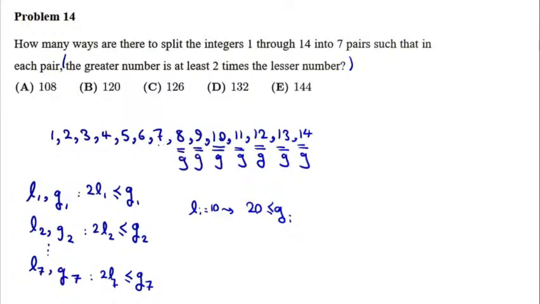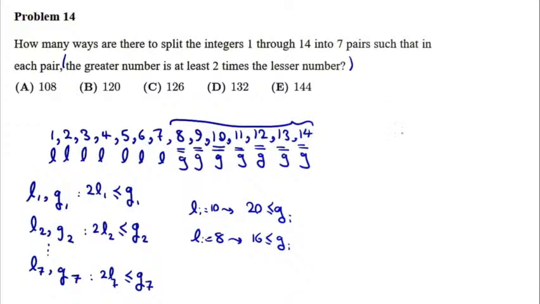But 7, we can't say. 8, we can't say, because if the lesser number is 8, then 2 times 8 is 16. G should be at least 16, but we have up to 14. Now we have 7 numbers here. They should be the greater one in each subset. Because we have exactly 7, G1 to G7, all the others should be L, the lesser ones.